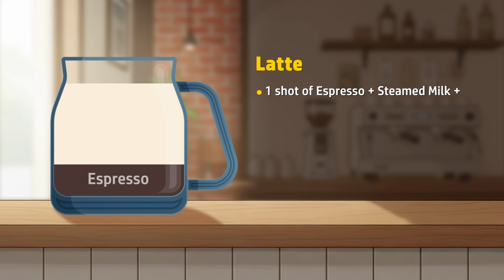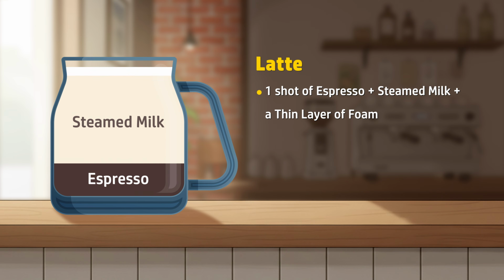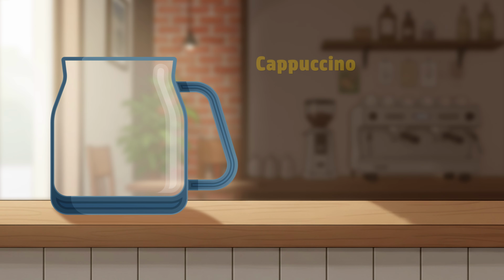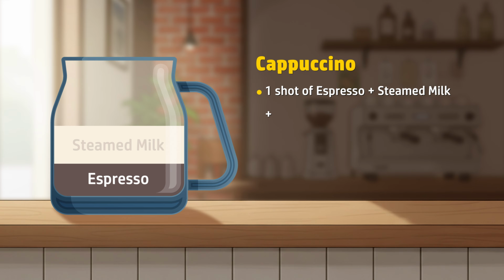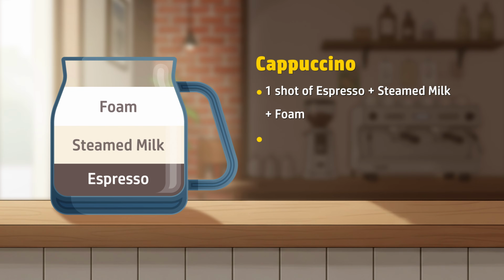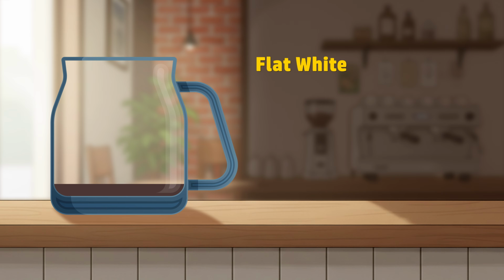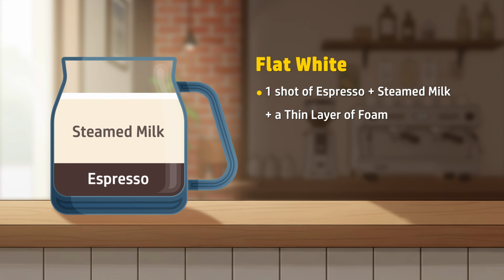Now let's look at milk-based coffee drinks. A latte is an espresso with steamed milk and a thin layer of foam, using a 1 to 3 espresso to milk ratio. A cappuccino has espresso, steamed milk, and foam in equal parts, with a 1 to 1 to 1 ratio. A flat white is similar to a latte, but with less foam, and a 1 to 2 espresso to milk ratio.